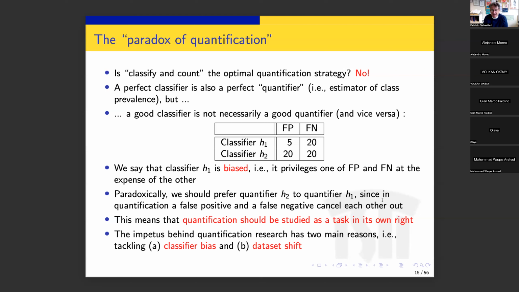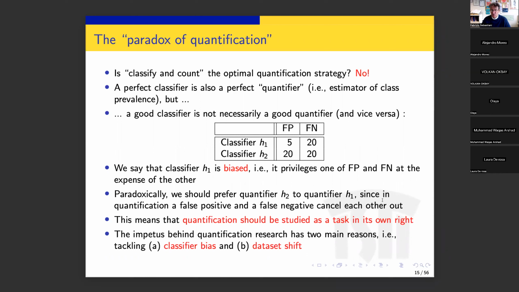Here we say that classifier H1 is biased. Biased, in the terminology of quantification, means a classifier that has a tendency to make more false negatives than false positives, or more false positives than false negatives. A non-biased classifier is one that tends to make the same amount of false positives and false negatives. So indeed, this is a bit of a paradox of quantification. We should prefer a classifier that makes more errors, provided it makes them in a more balanced way.